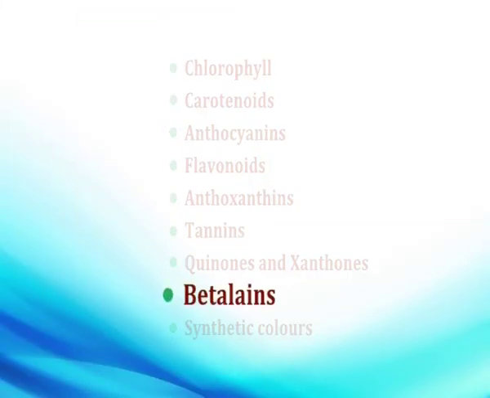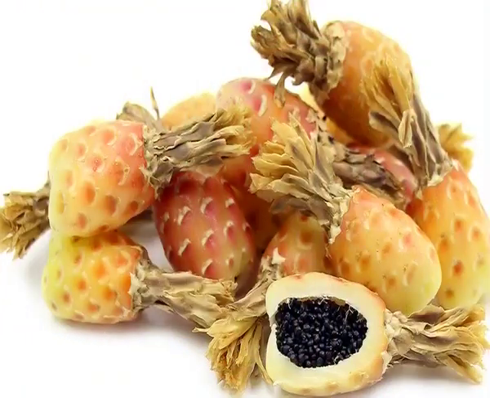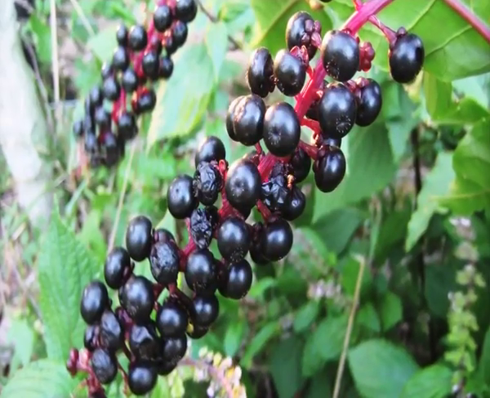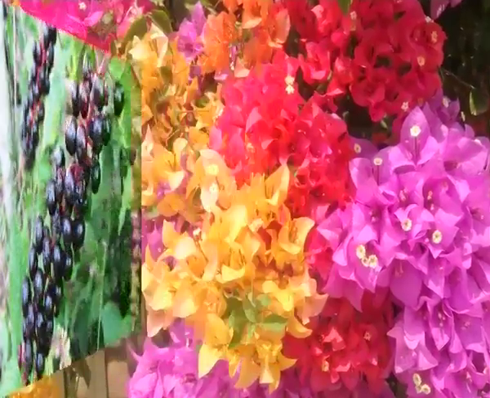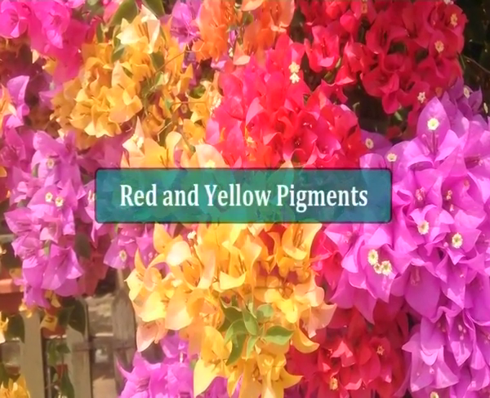Betalains. Betalains are found in red beet, in cactus fruits, pokeberries and in a number of flowers like bougainvillea, and contain red and yellow pigments. There are various naturally occurring coloring pigments that are safe for consumption.